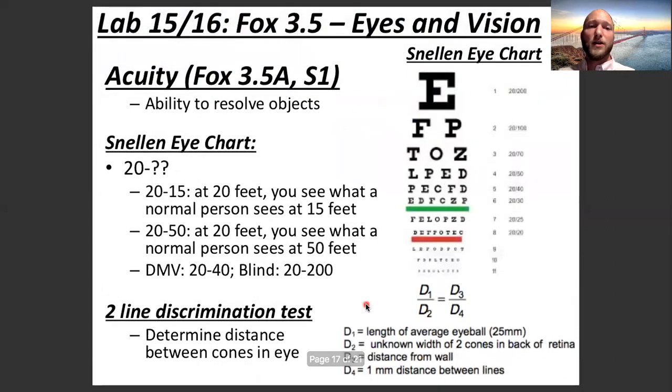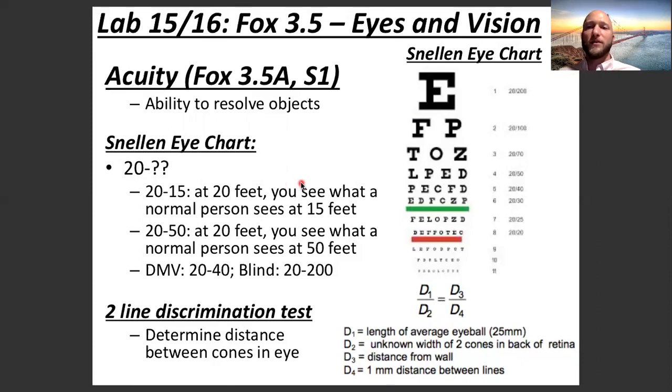All right, acuity. Acuity is your ability to resolve objects, your ability to have a clear picture of an object. For the Snellen eye chart, you should be familiar with this terminology, a brief description of how it works, and a little bit about interpretation of the Snellen eye chart. I expect you to be able to do this for the quiz and for the checkup.